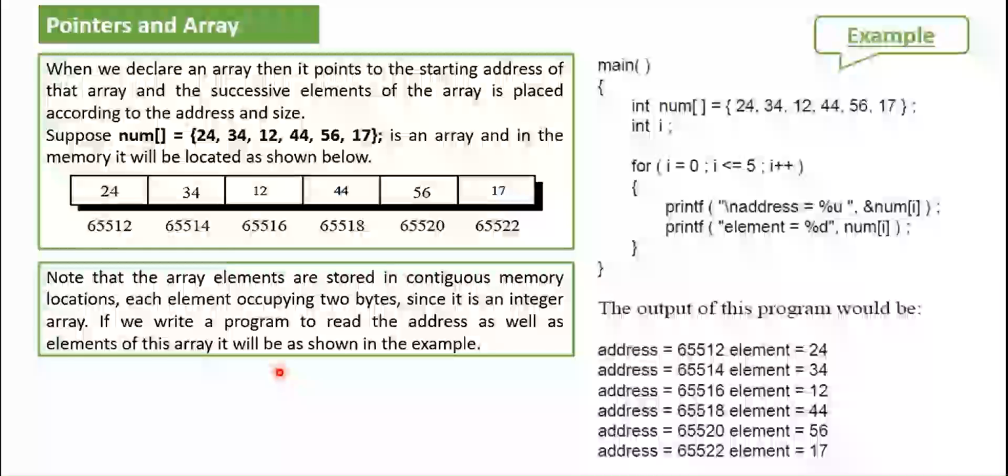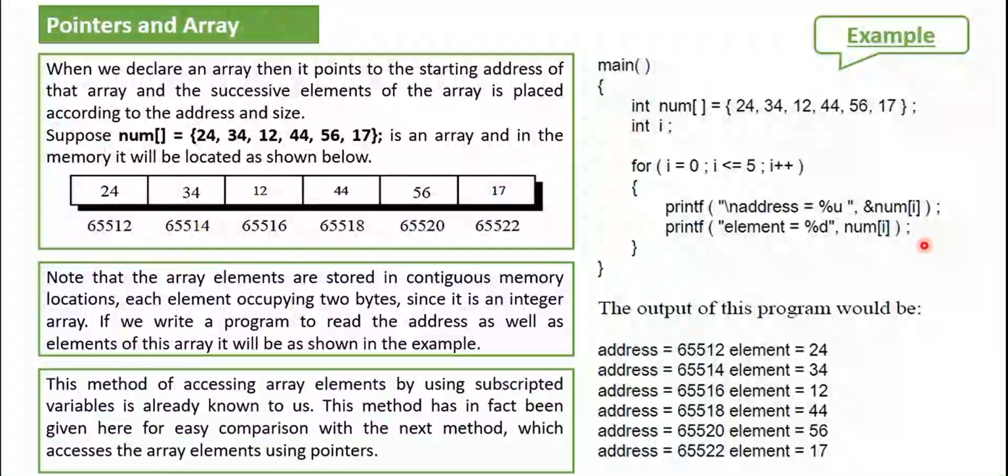So we have defined the array, that is int num having these values, and a for loop which runs from 0 to 5. We are printing the address as well as the value of the elements. This method of accessing array elements by using a subscripted variable is already known to us. Now this method has in fact been given here for easy comparison with the next method, which accesses the array elements using pointers. So in the next slide, we'll see how we can use pointers to access the elements.